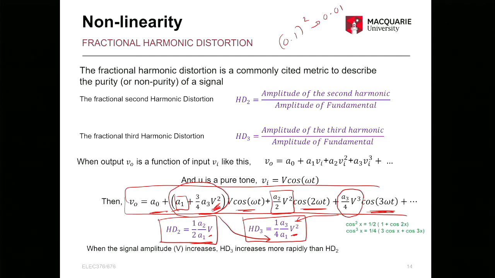But as V starts to increase, or the input amplitude starts to increase, HD3 grows faster than HD2. Because HD2 grows linearly, since the term is voltage, a single order, but HD3 grows in a square law fashion. So if voltage doubles, HD3 becomes 4 times because of the V square term. So HD3 increases more rapidly than HD2, and it becomes a problem. So HD3 is an important fractional distortion quantity.